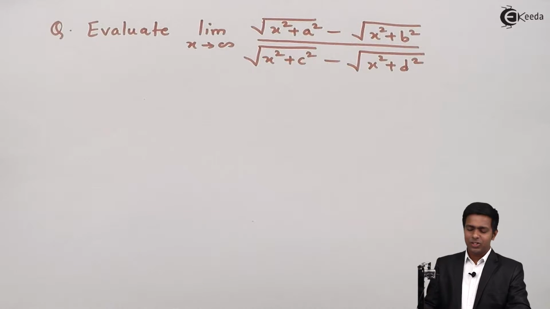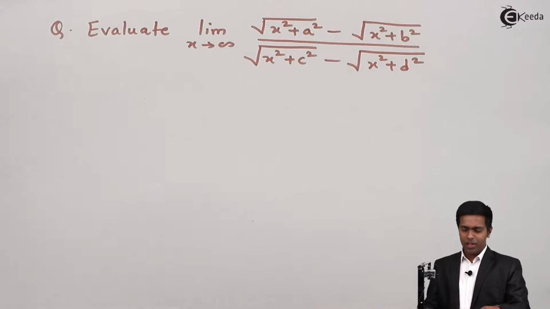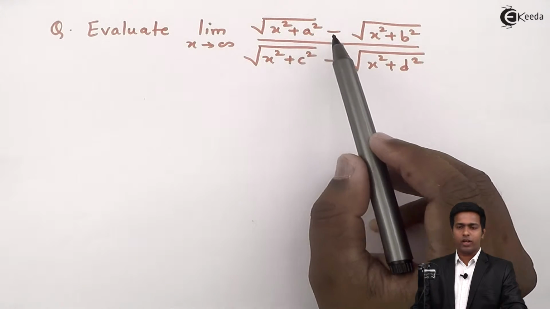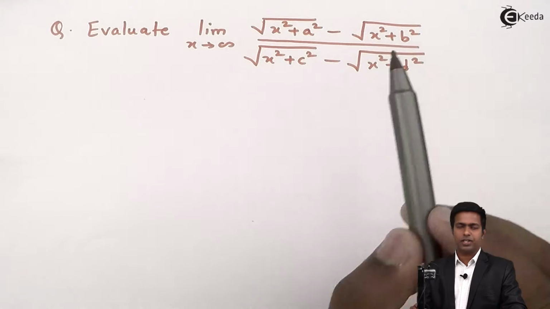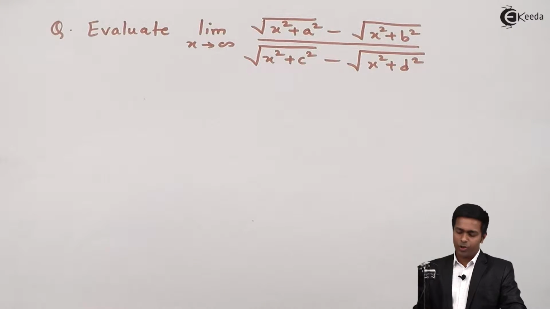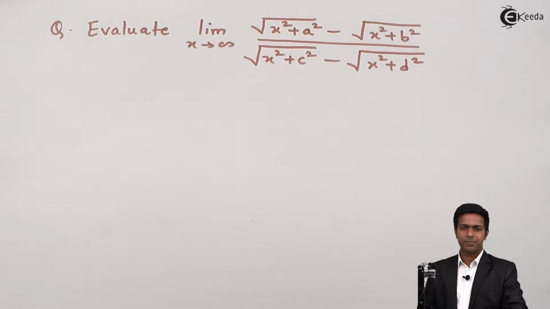Hello friends, so here in this problem we have to evaluate the limit as x tends to infinity of the square root of x square plus a square minus the square root of x square plus b square, whole upon the square root of x square plus c square minus the square root of x square plus d square.